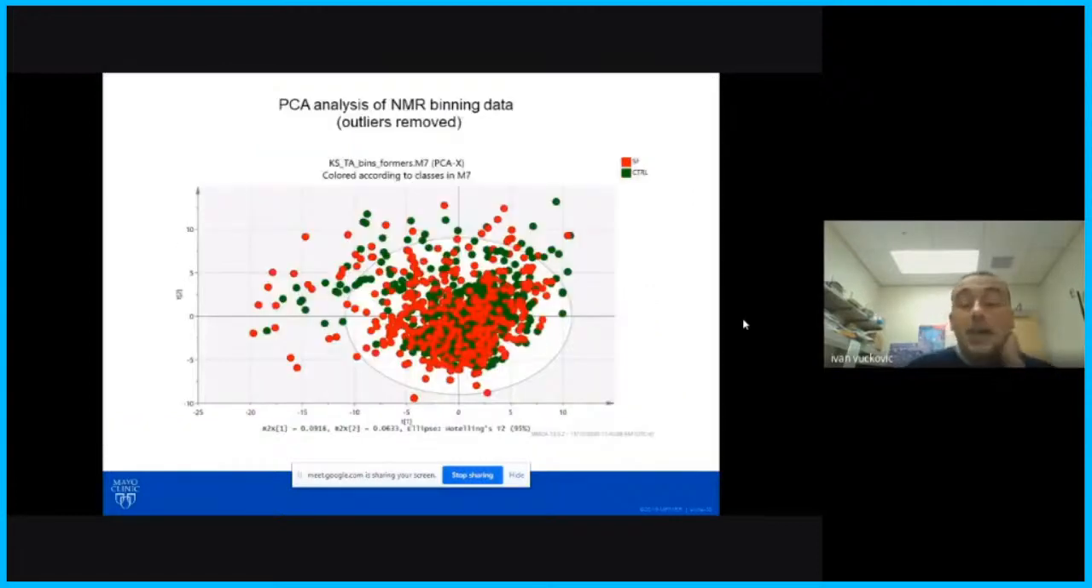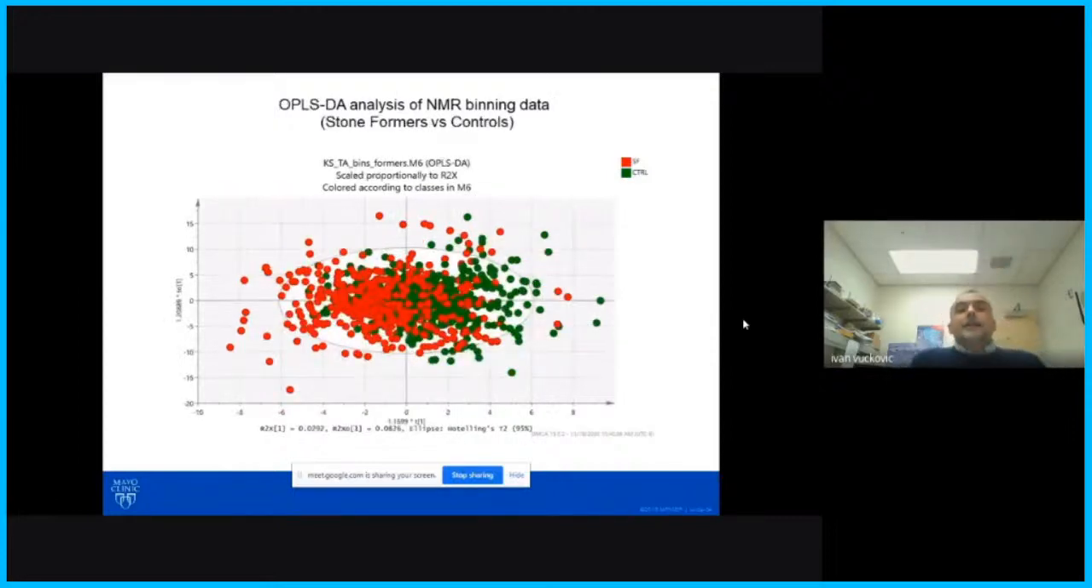Okay, so when we remove outliers from our data set, we get a much nicer distribution of the samples, and still there is no indication of very good separation. PCA is an unsupervised method, so even though we label these samples as formers and controls, the system doesn't take that into account. It looks at all the samples in the same way. If you apply a supervised method to the same data set, such as PLSDA or OPLSDA in this case, you can focus on differences between these two groups. Even though it doesn't look like very nice separation, you can see the trending, and that there is some grouping and separation between formers and controls.